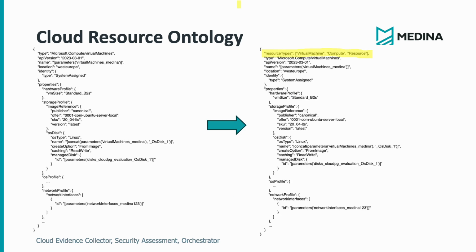The Cloud Evidence Collector requests information about cloud resources from the respective APIs and enriches the data with appropriate ontological information. In this example, information about an Azure virtual machine is obtained and its resource type from the ontology is added. In the next slides, we will see how this information is further used to allow the creation of generic, reusable metrics in MEDINA.